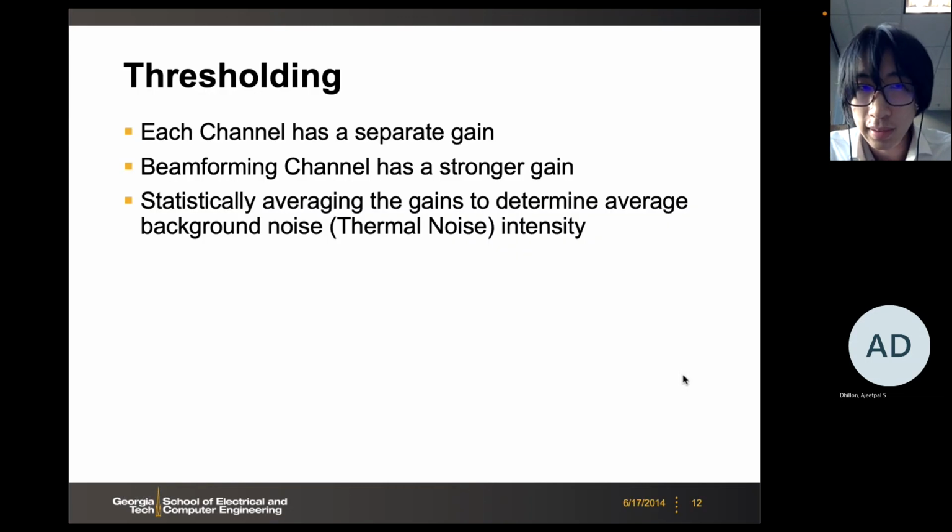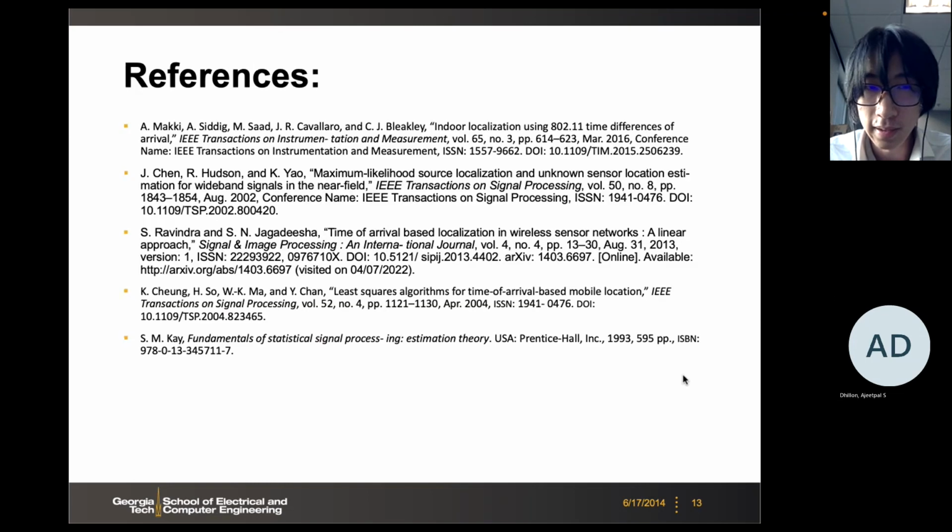In order to manipulate the operation range of our hardware, we also implemented thresholding. Basically, each channel related to each microphone has a different gain. Therefore, we statistically average all the gains to determine the average background noise, and then set the threshold based on that. And here are some of the references from IEEE papers.